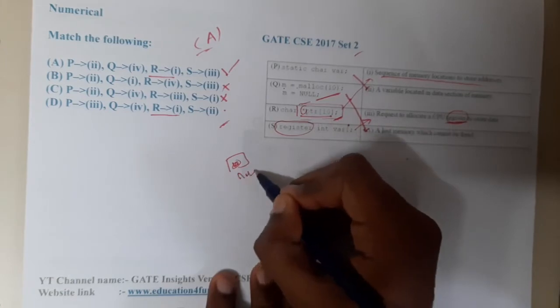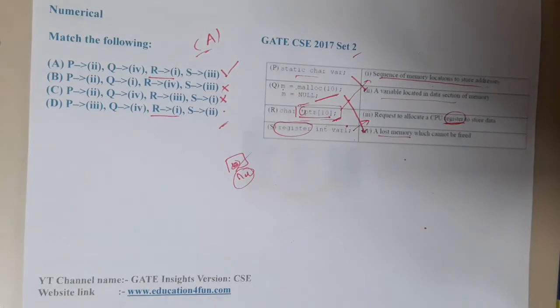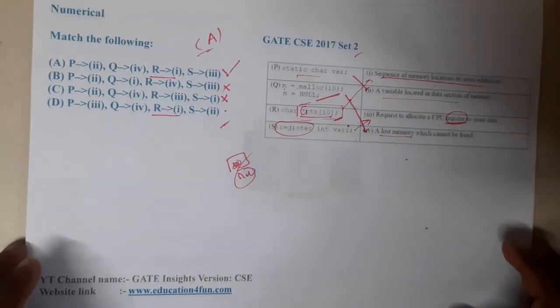Here we created a location, m, with 10 bytes of storage, and we assigned a null to it. So basically we lost this place. That is the reason why it is lost memory. Similarly, a static variable is nothing but the normal variable storage, right? Yes. I hope everyone got a clear idea on this question.